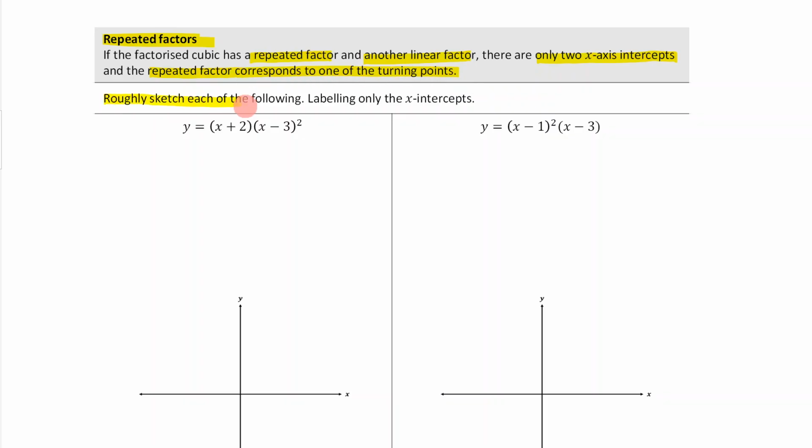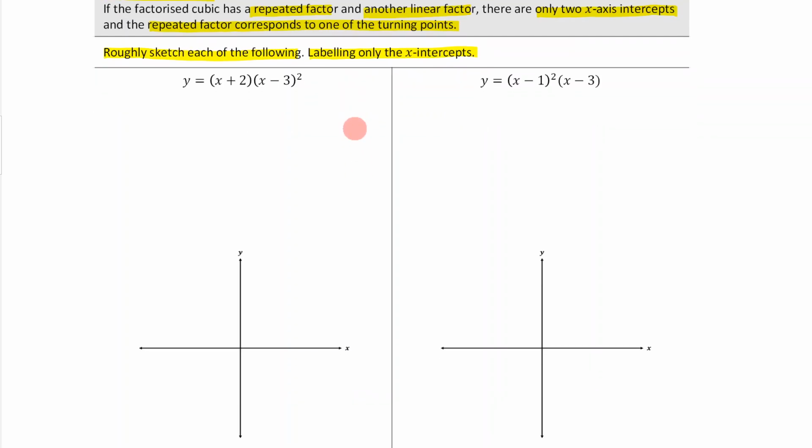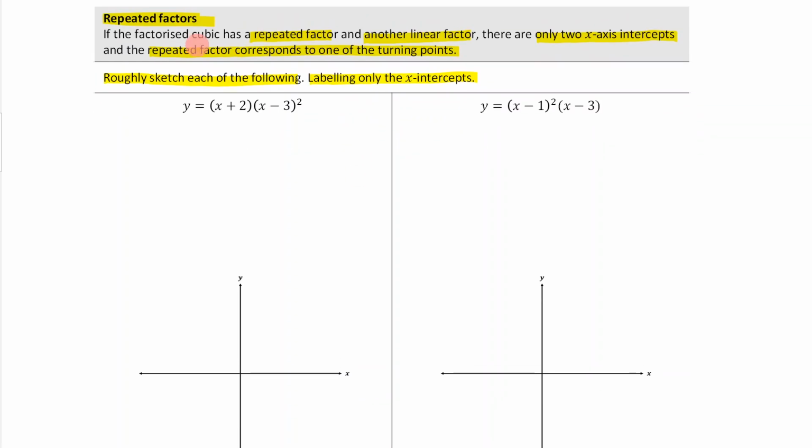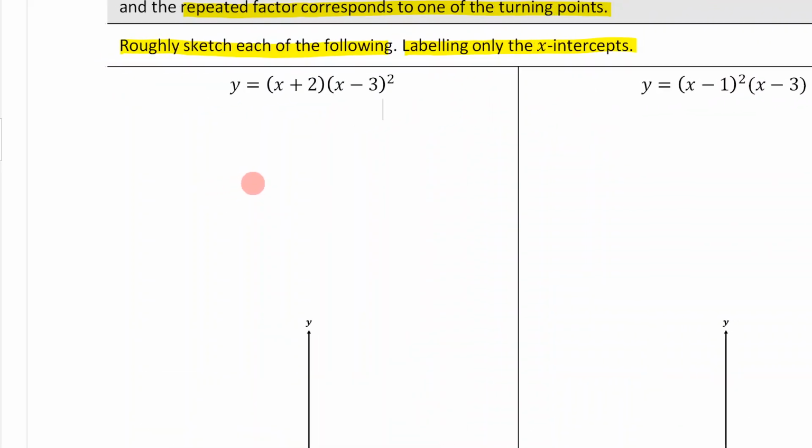We're going to roughly sketch each of the following, labeling only the x-intercepts. As the definition said, we have one linear factor, and then this one right here is our repeated factor because it's squared. Now, we can begin by just figuring out what our x-intercepts are first. So our x-intercepts are going to be -2 and +3.